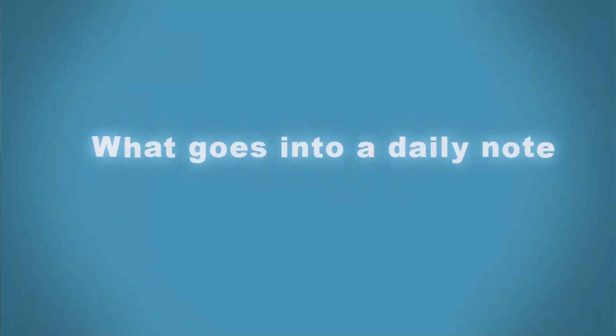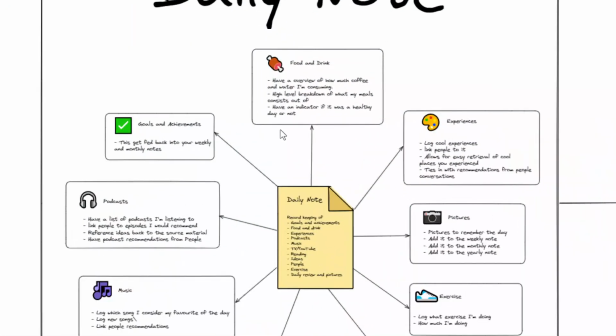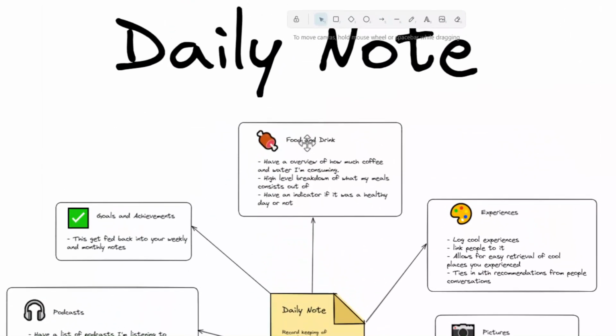So now we know how it falls into the week. Let's zoom back into the day and look at the type of things that we want to record on our daily note. There's a couple of things I want to check. I want to check my food and drink just to see if I'm living healthy or not, or if there's anything I should change in my diet. So I have an overview of how much coffee and water I'm consuming, a high level breakdown of what my meals consist of. I have an indication if it was a healthy day or not.